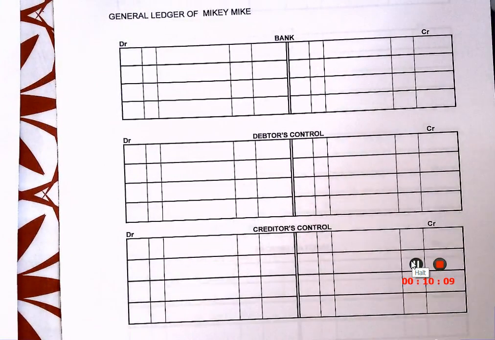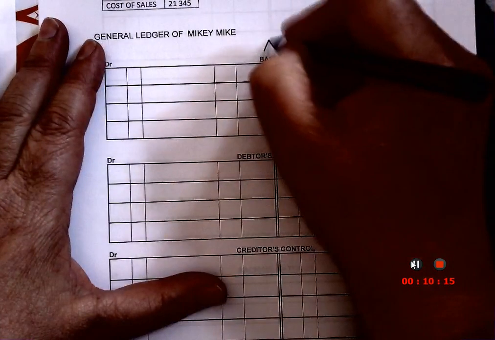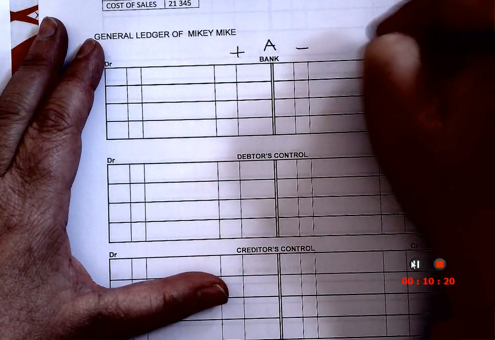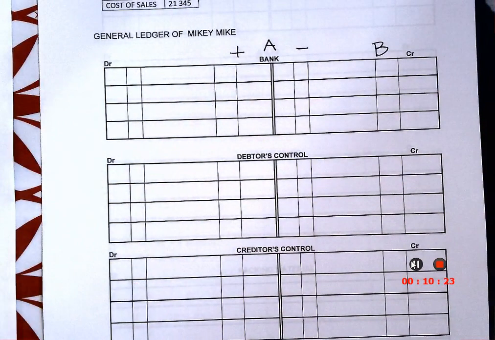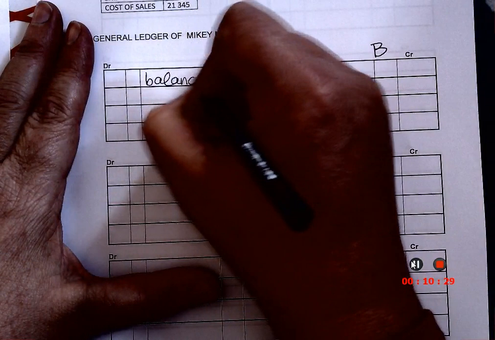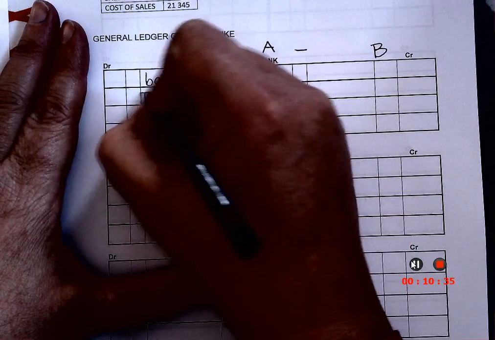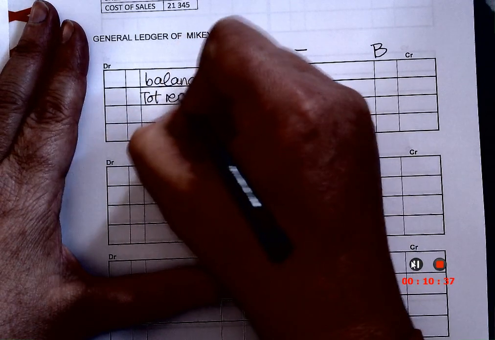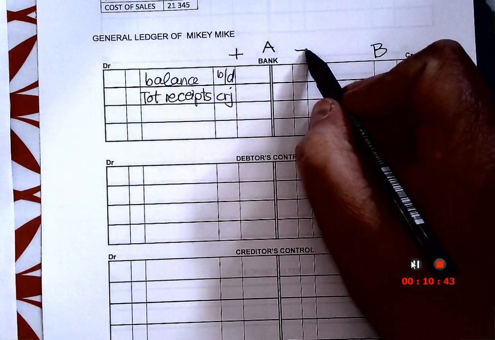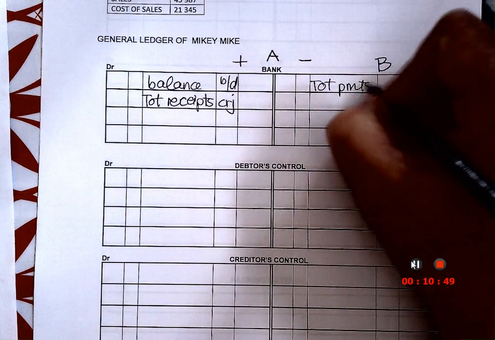So let's do bank first. What is the format for bank? First thing you do is you say bank is an asset. So it's a plus and it's a minus. It's a balance sheet account. Then you write down the format. Balance is on the plus side. Balance BD. And this is when money comes in. So it's when I receive. So it's receipts. CRJ. There money goes out. So it's total payments. CPJ.